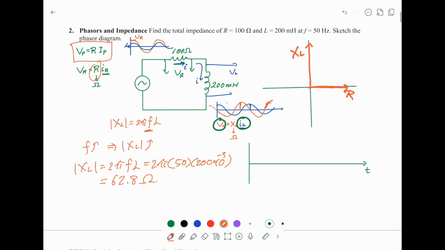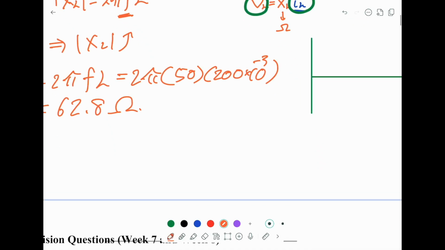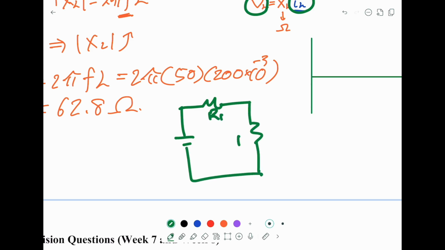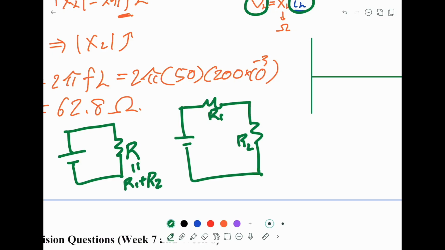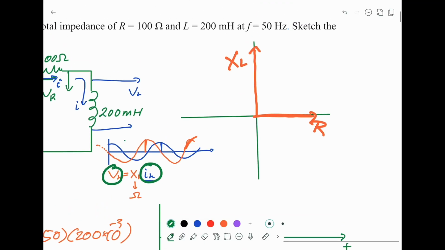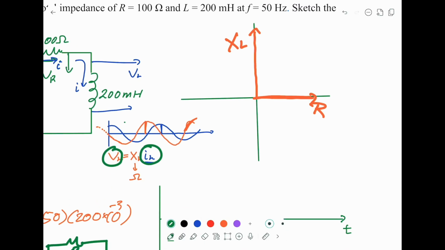Next, we want to find what their sum is. What I mean is, imagine you have two resistors with a DC source here, R1 and R2. Now you want to ask what is the sum of R1 and R2. You're saying I can replace the two resistors with one here. Of course, this time it's simple: it's just R1 plus R2. That's it. But this time you see the XL is 90 degrees ahead of the R.